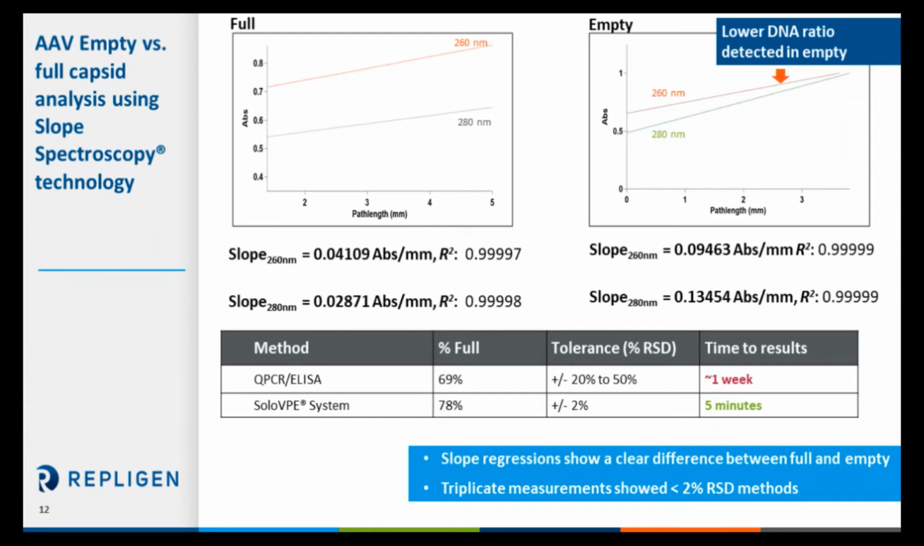So the graph on the left is the full, where you can see the two slope regressions at each wavelength. And more importantly, you see the R-squared values for each of those regressions. So this is proving that we do have accurate and linear data versus the empty. Now, the two takeaways here: still accurate R-squared values that are very high, but we can detect the lower slope for the DNA in this ratio.